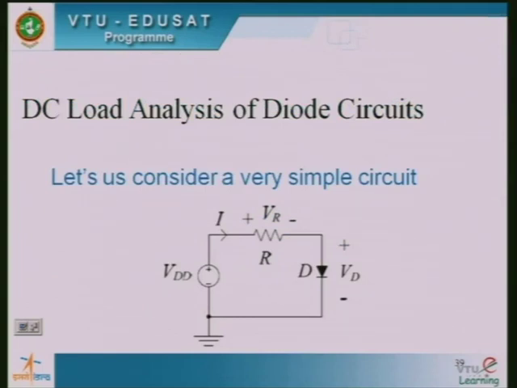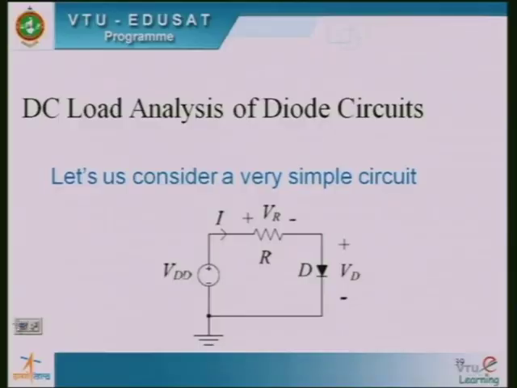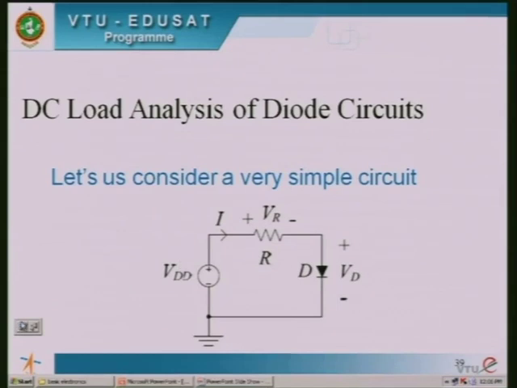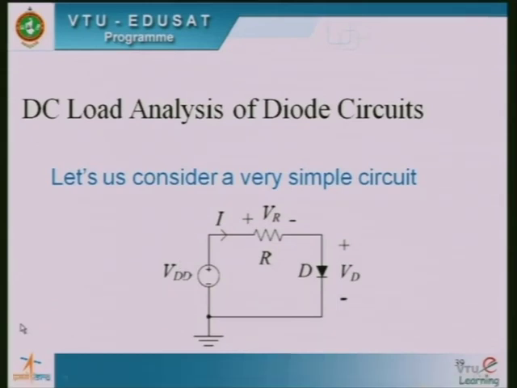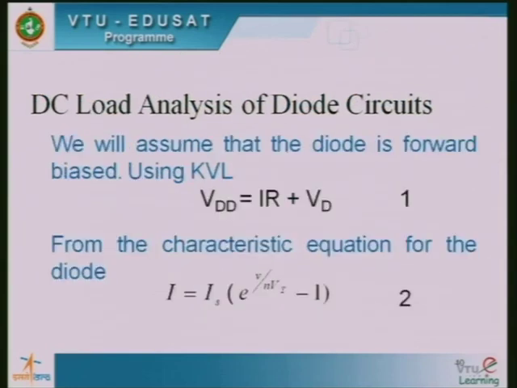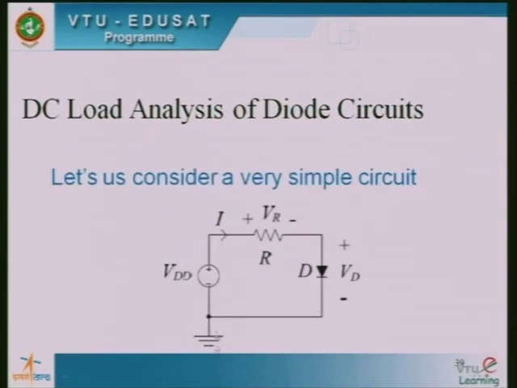So we have considered here one simple diode circuit. You can see here we have a DC power supply in series with a resistance R, which is in series with a diode D here.